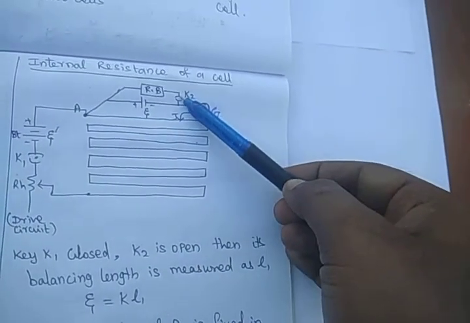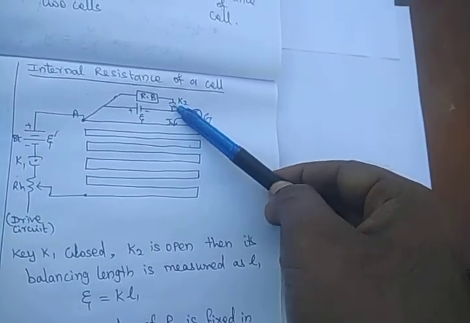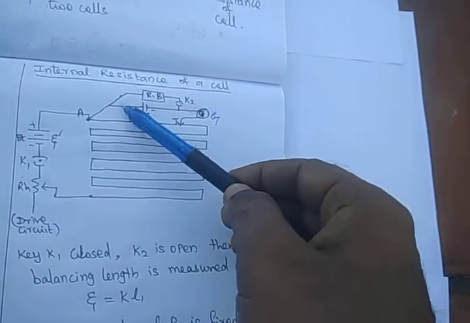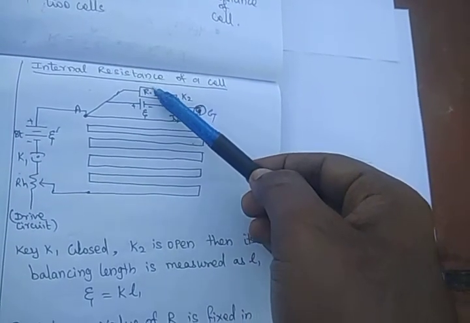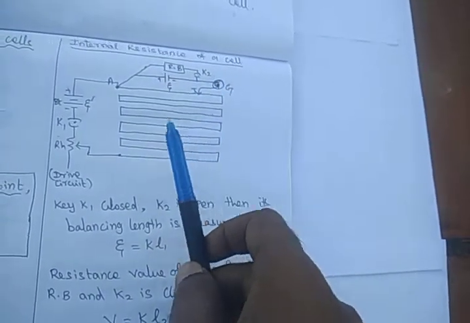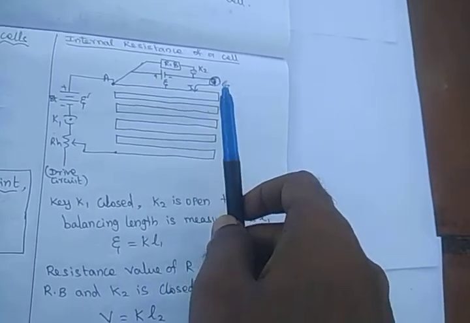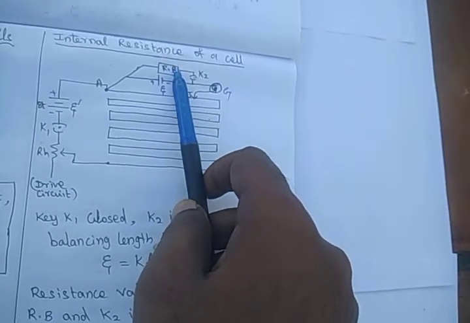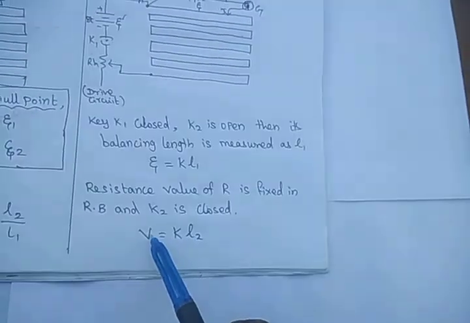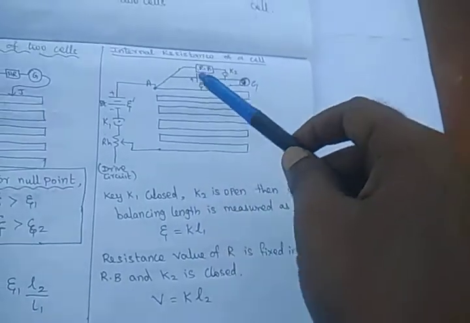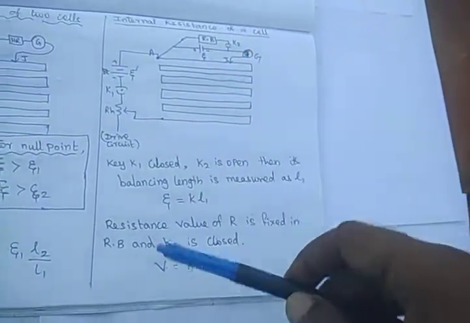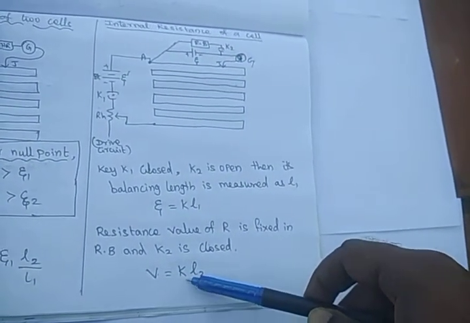Now if you turn on K2, if K2 is closed, it means the resistance box is included in the circuit. If you find the balancing length using the galvanometer no deflection method, you are able to find the voltage across this resistance box, the external resistance. The voltage is equal to KL2.